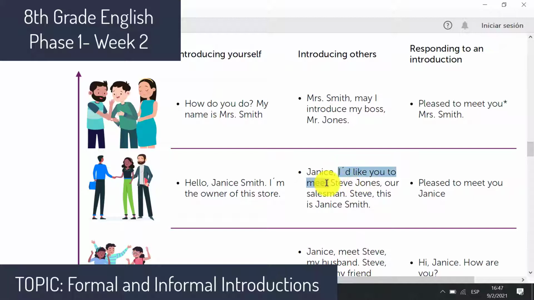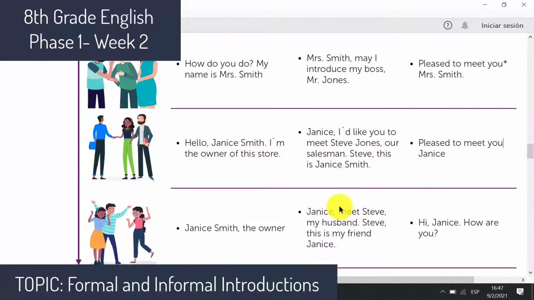I'd like you to meet my brother. Le presento a mi hermano. This is Janice Smith. Or this is Raúl, for example. Okay. Este se llama, o él se llama, o ella se llama. This is Mayra. This is Juan. This is Elmer. Yes? Now, pleased to meet you. Gusto en conocerte.